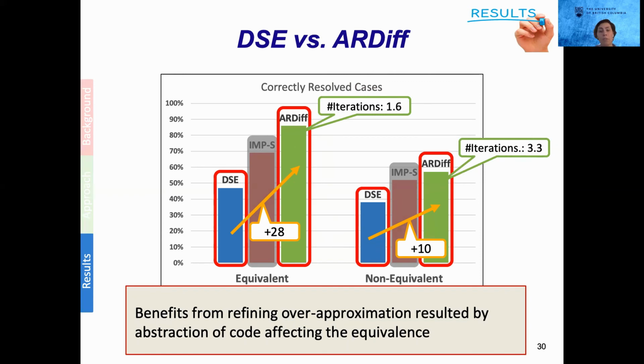The higher number of iterations needed for non-equivalent cases is because proving the equivalence of abstracted methods is easier than disproving it. That is because Rdif conservatively continues to refine uninterpreted functions when intermediate results show non-equivalence, to ensure that the result is real and not an artifact of the abstraction.